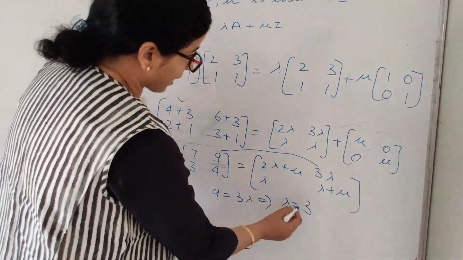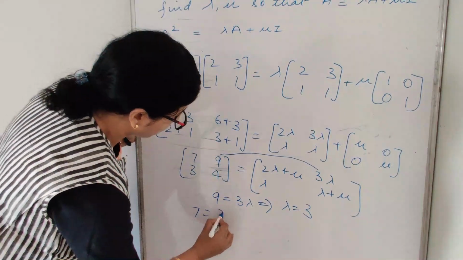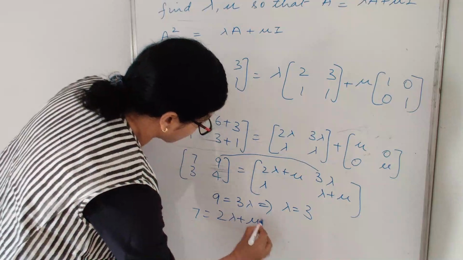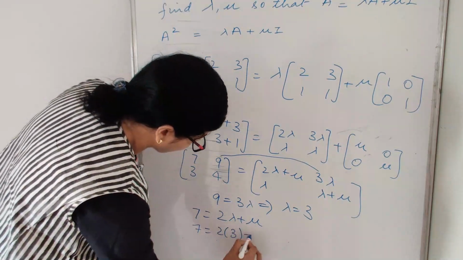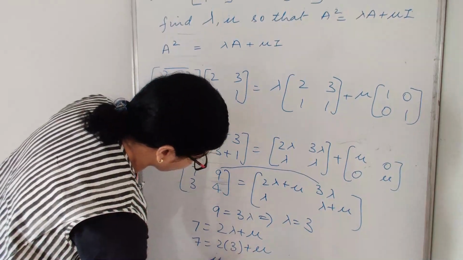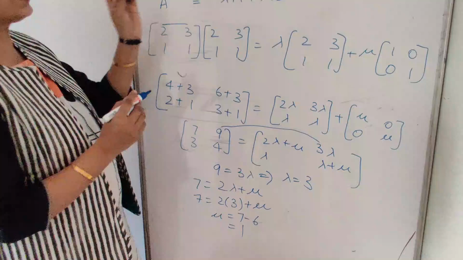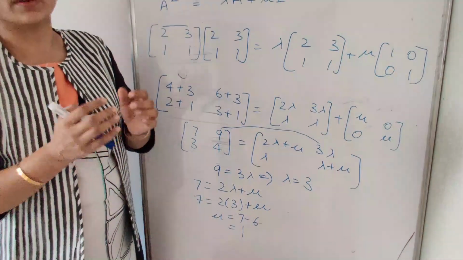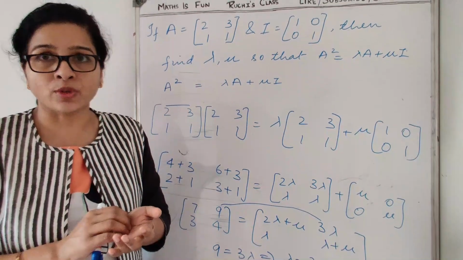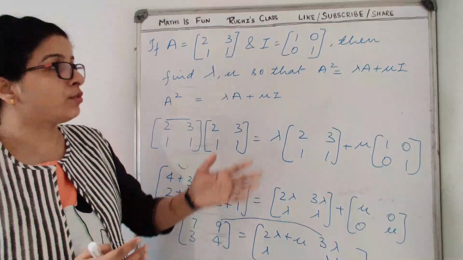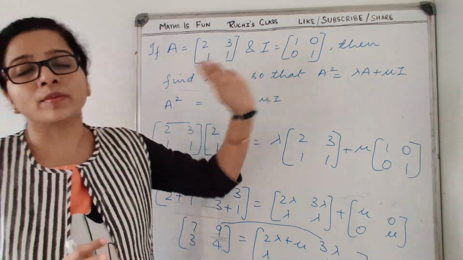Now we'll substitute the value of lambda as 3 in any one of the equations and get, so 7 is equal to 2 lambda plus mu. Substitute the value of lambda. So what we are getting? Mu is equal to 7 minus 6, which is equal to 1. So these types of questions you can get. In which you have to first prove the matrix polynomial, or you have to find the value of the unknown quantity when one matrix or identity matrix is given to you.